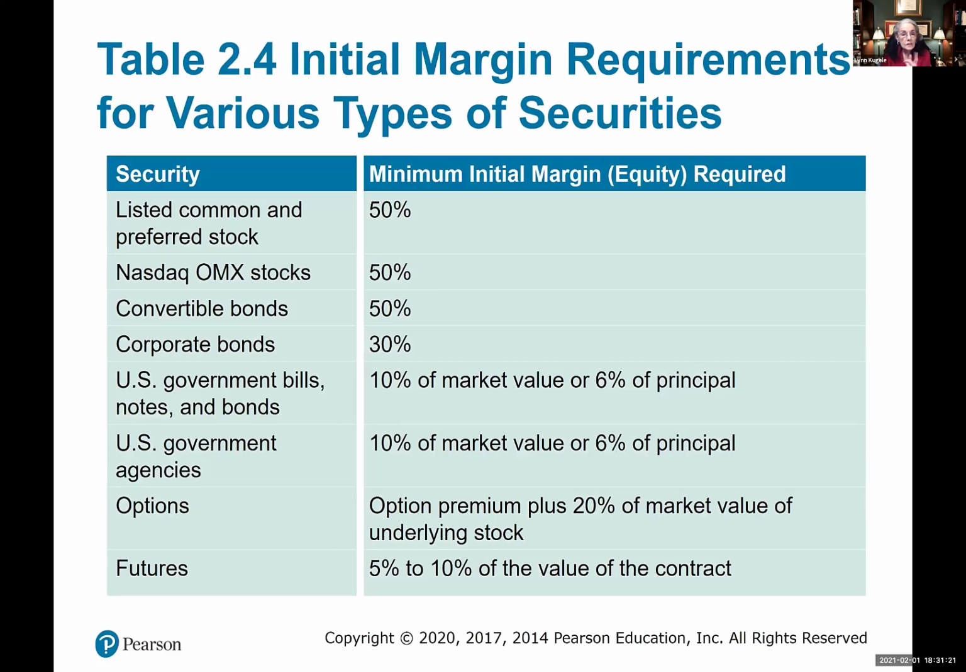Okay, here's your initial margin right now. As I said, it's 50% on stock, 30 on bonds, etc.